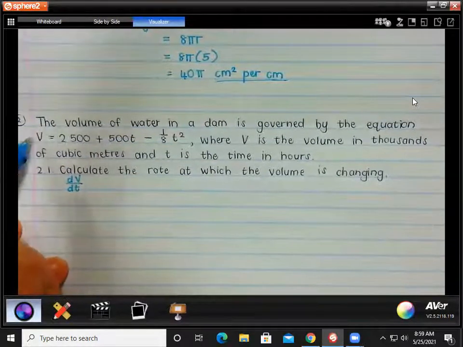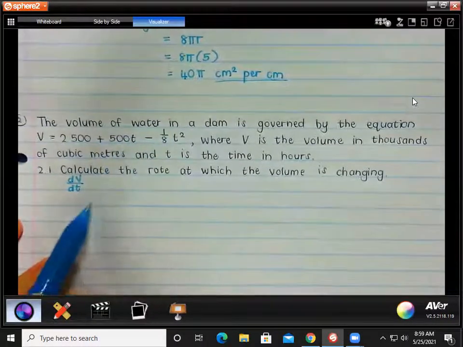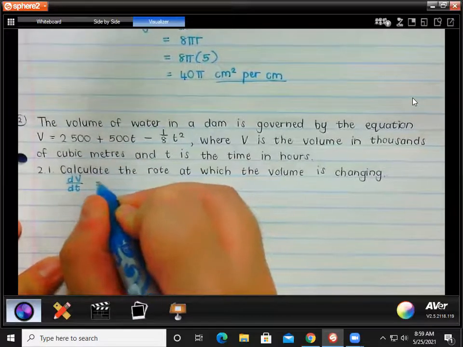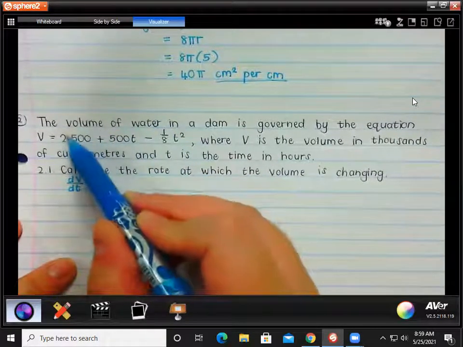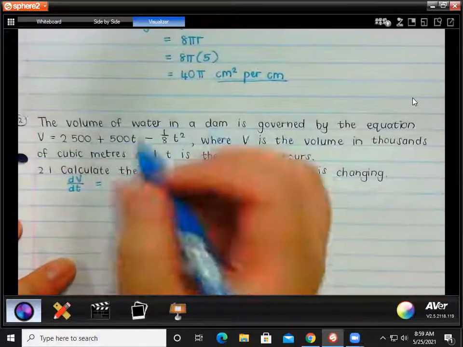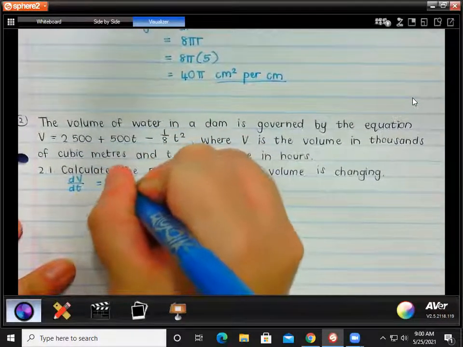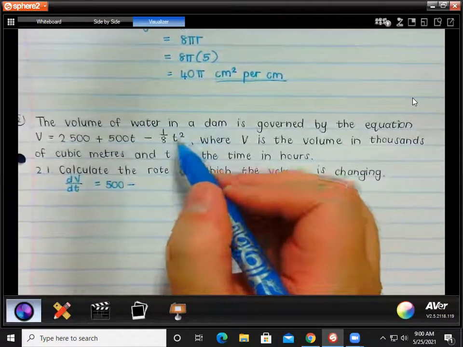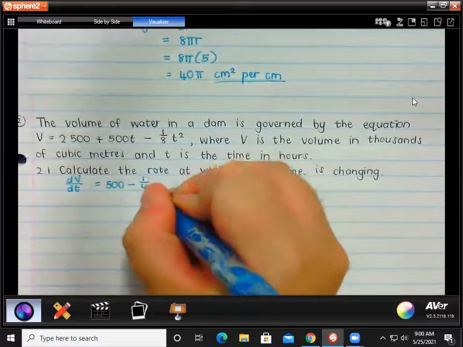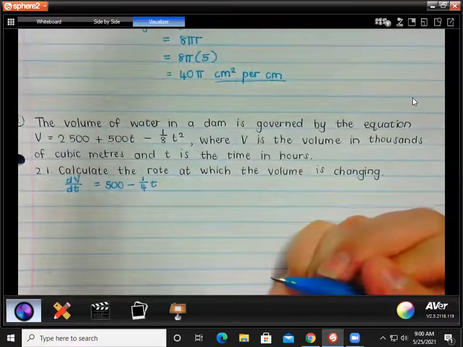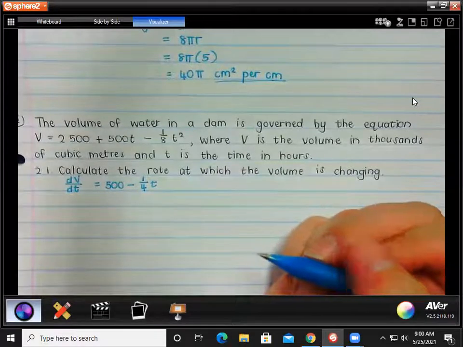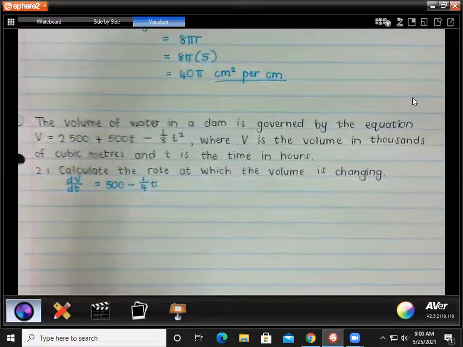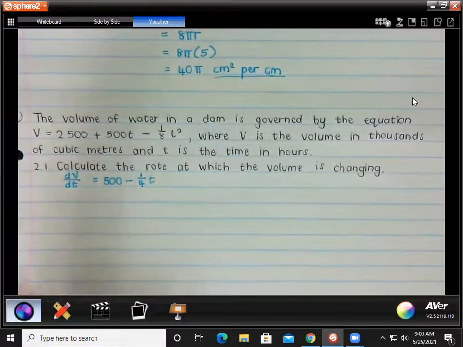The derivative of the volume, and the variable that we have there, time, is T. So what is the derivative of 2,500? 0. The derivative of 500t is 500. And then we are finding the derivative of this one. Now, guys, what is 1 over 8 times 2? 1 over 4. And then t. Okay, now if it's just a general one, you don't have to write a unit. You can if you want, but we are going to do the unit for the next one.